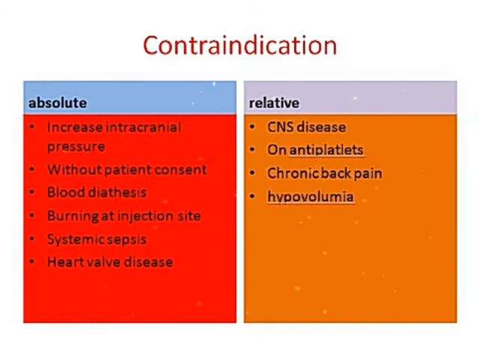Lastly, we'll discuss the contraindications. Some are absolute, whereas others are relative. The absolute contraindication for spinal anesthesia is increased intracranial pressure because it will cause increased probability of CSF leakage. It should absolutely never be given to a patient without consent. Blood diathesis, which is coagulation problems that can result in bleeding at the puncture point, burns at the injection site, which is allergy at that point, and systemic sepsis, whereas it can be a route or point of entry to many infections.